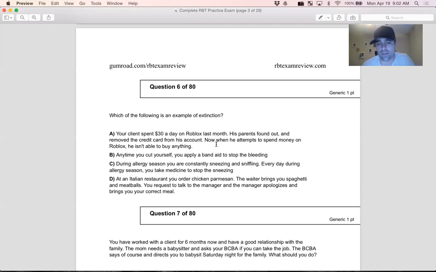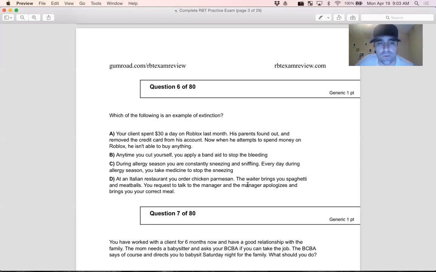Okay. Well, that looks pretty good, right? So used to, he would go onto Roblox, push the button, purchase. Now what happens? Pushes the button, no purchase. What's happened? We've removed the reinforcement from Roblox. Okay. A looks pretty good.